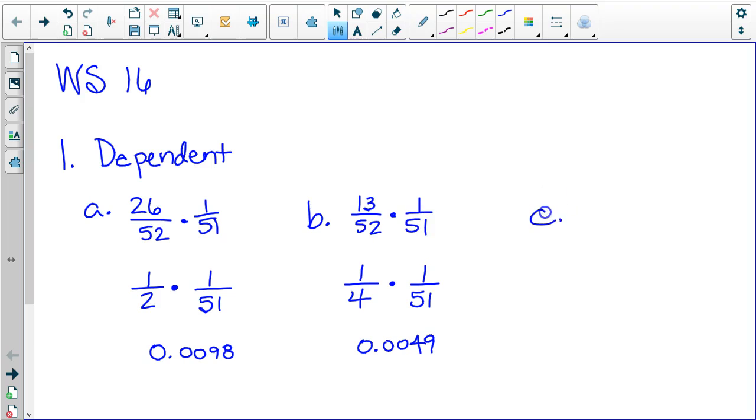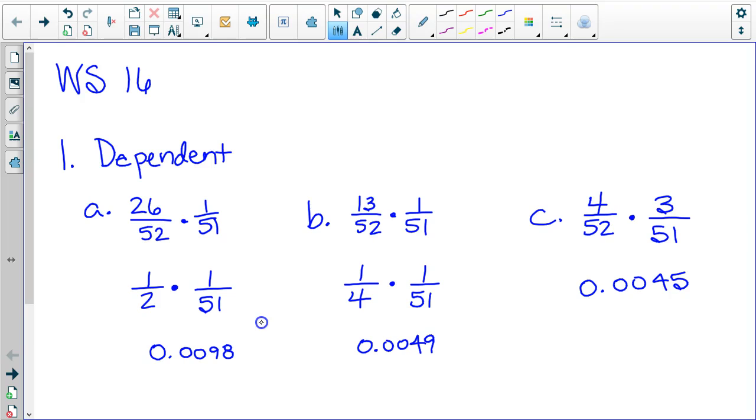Okay, and C. What's the probability of getting 2 jacks? Well, how many jacks are there? 4 out of 52, right? So if you draw a jack on the first time, how many are left? 3 out of 51. And what is that? I actually didn't convert that. 4 out of 52 times 3 out of 51. 0.0045.